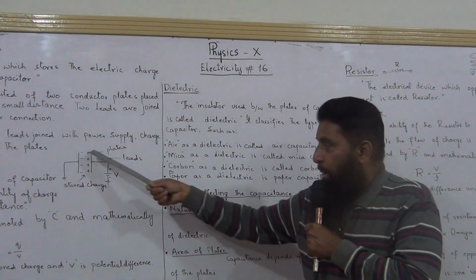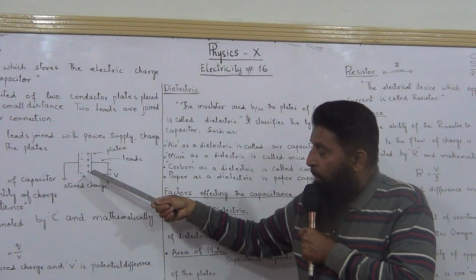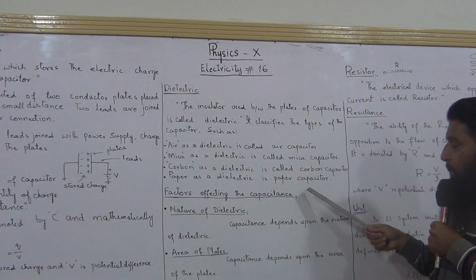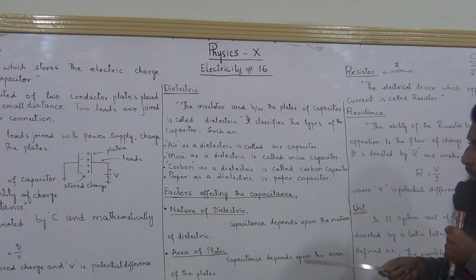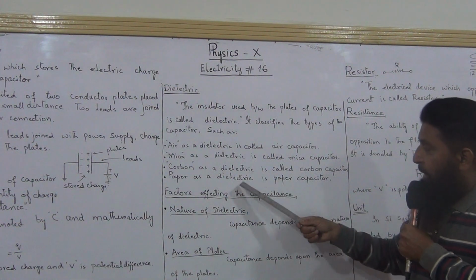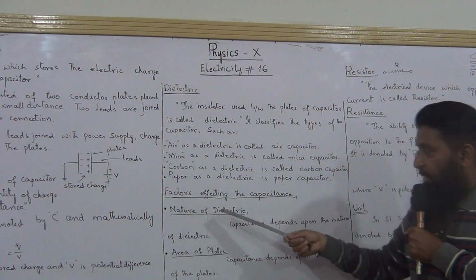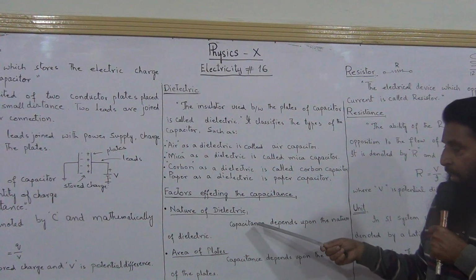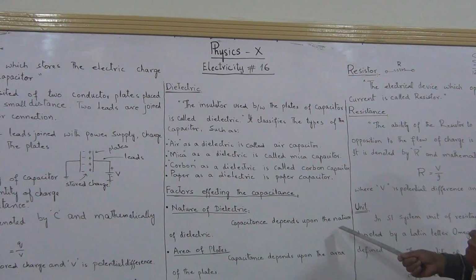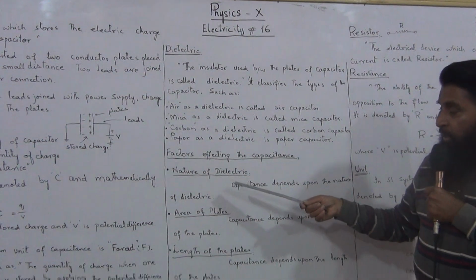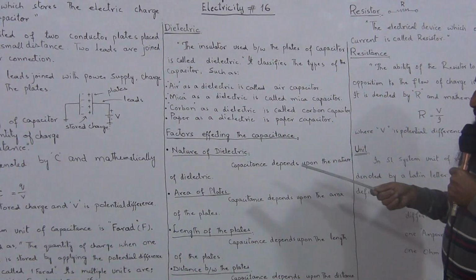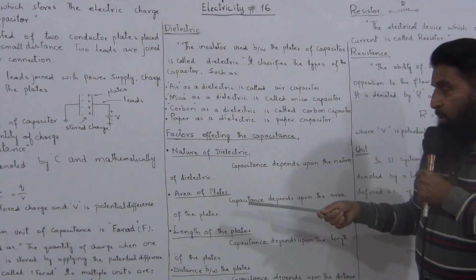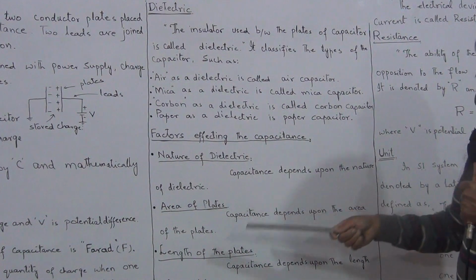We can also use paper between the two plates. That capacitor is called a paper capacitor, and paper is the dielectric. Now, factors affecting the capacitance. Number 1, nature of the dielectric. Capacitance depends upon the nature of the dielectric, that is, which type of dielectric you are using and how much charge it can store. So, nature of the dielectric.